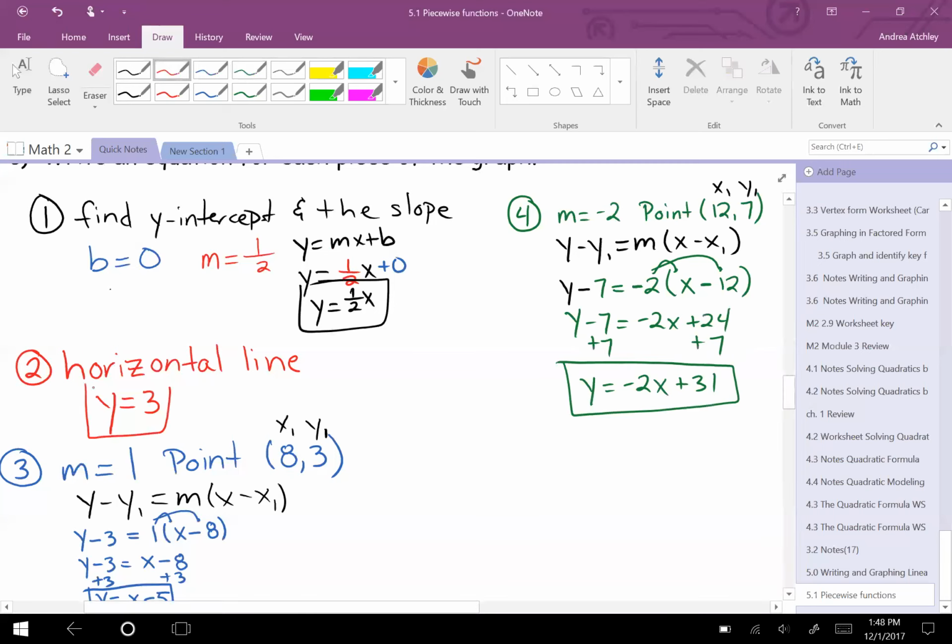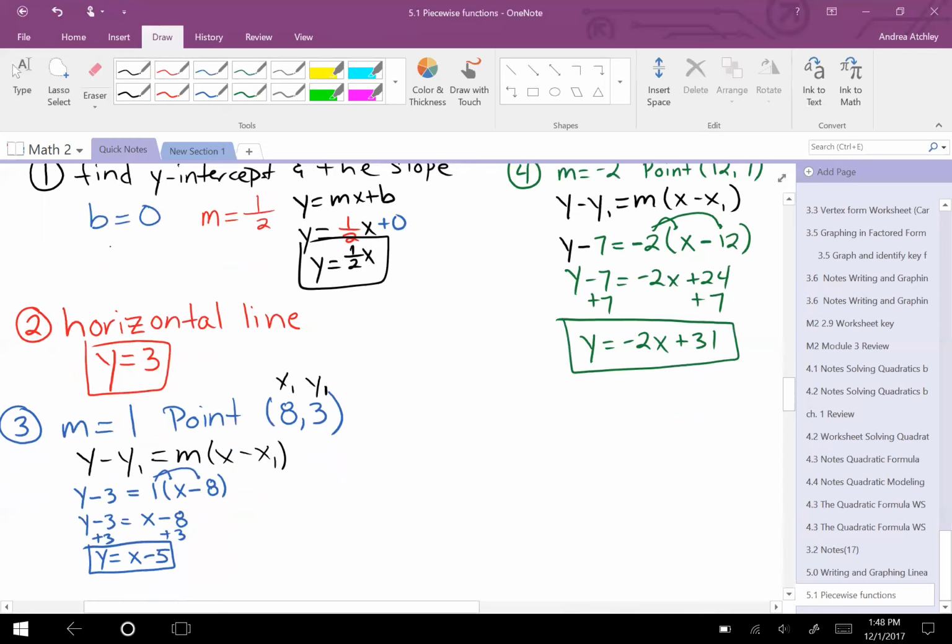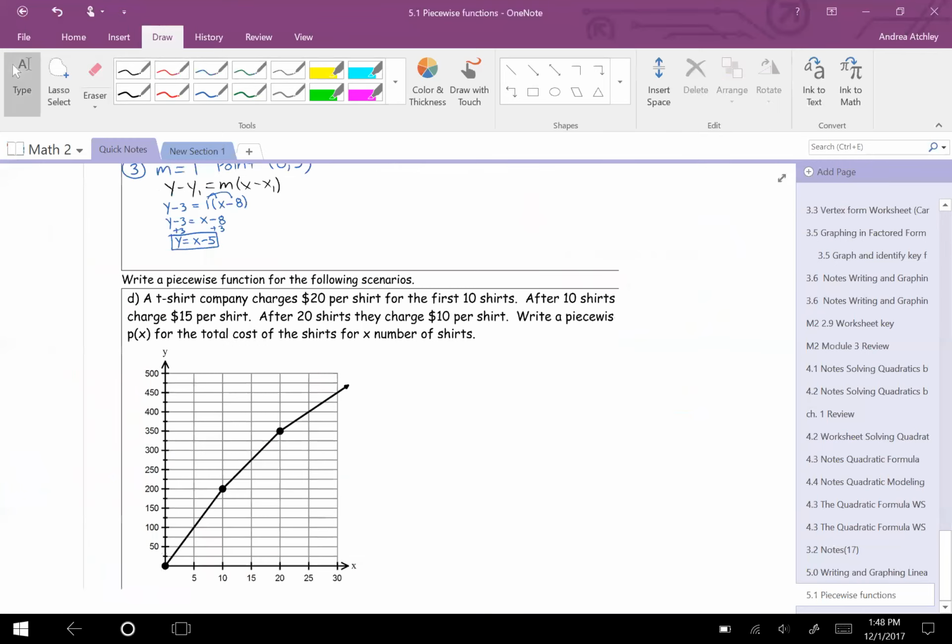So those are all 4 of my equations for that one graph. Okay? And that's how it works for piecewise functions. They can have as many parts as they need. They could have 2, they could have 15. And you just have to find all of the equations for them. Okay, so we're going to do another one.